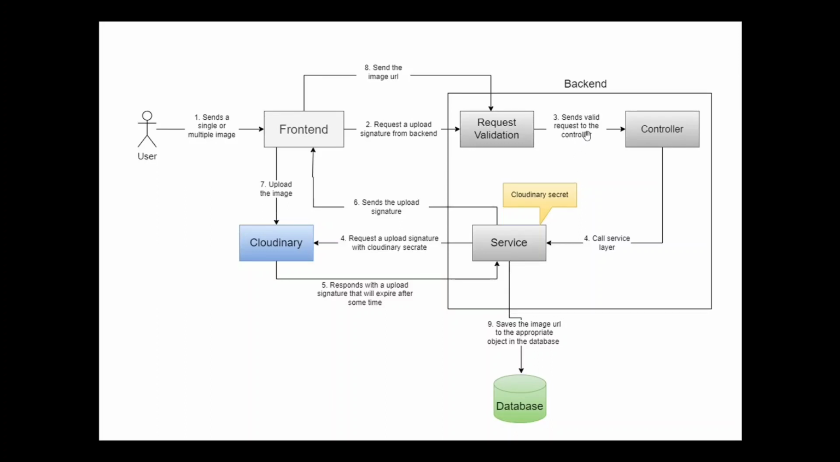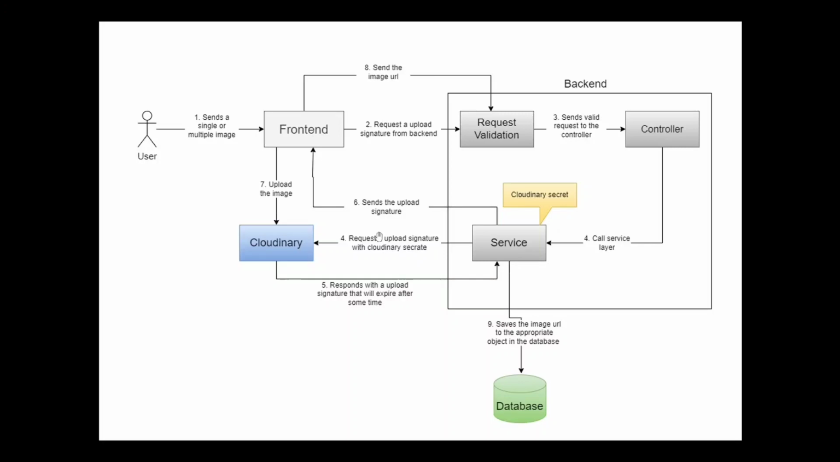So this is the general overview for uploading a file in this project. The user can send single or multiple images from the client. For uploading an image or multiple images, the front-end client asks the backend for an upload signature. That request gets validated in the filter section of our project. A validated request then gets to the controller, which then controls the upload service. The upload service, with the Cloudinary secret, requests the Cloudinary client for an upload signature. The Cloudinary client then responds with an upload signature that will expire after some time.